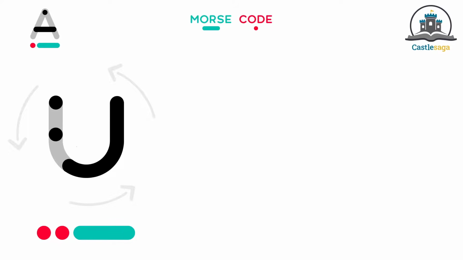Notice that A is a shorter version of U. A is dit, da. G is the opposite of U. G is da, da, dit. D is the mirror image. D is da, dit, dit. And finally, U is dit, dit, da.